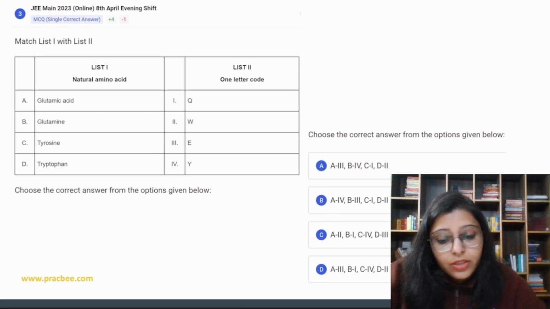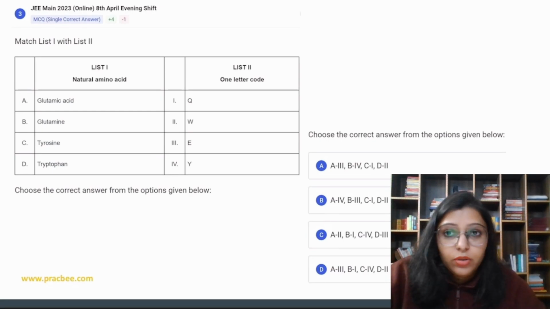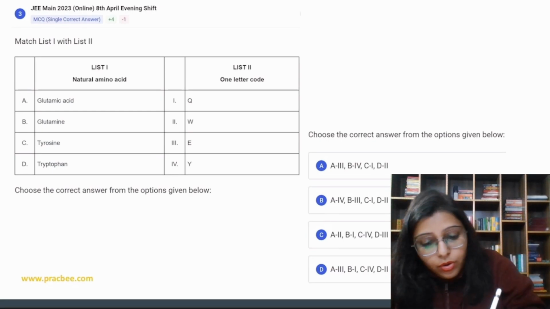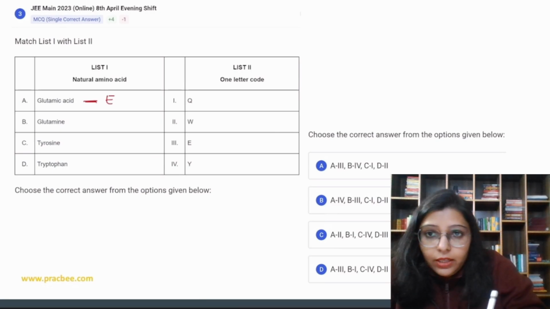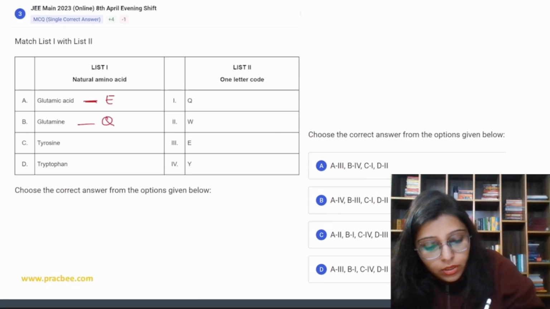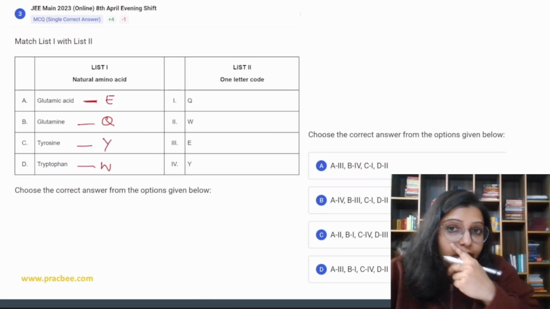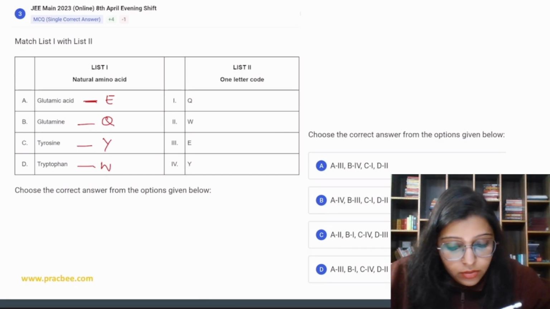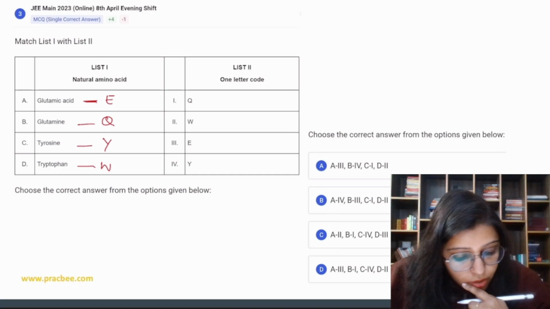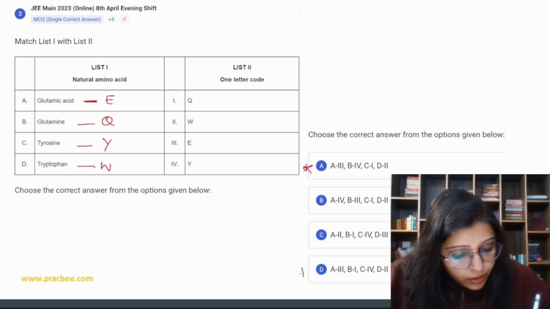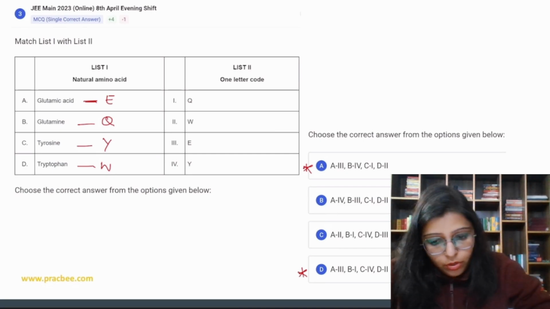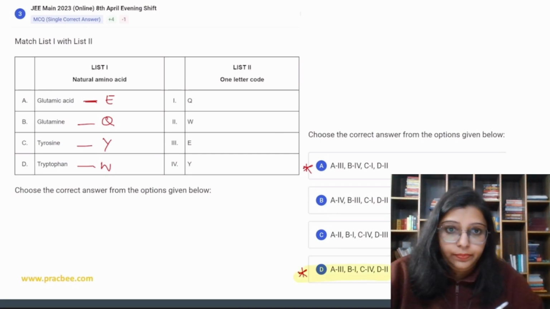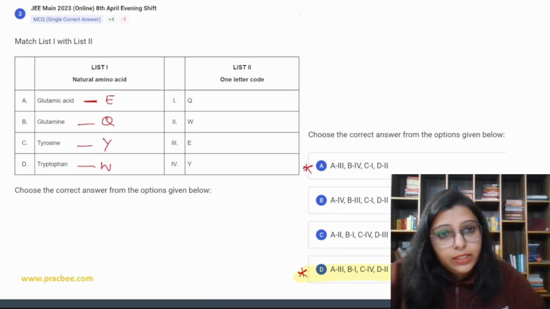Now, next question. Match list 1 with list 2. One letter code. You have to learn this. So glutamic acid is actually E. Glutamine is Q. Tryptophan is W and tyrosine is Y. In that way you can learn. I have given you the table. You have to learn it and just solve the question on the basis of that. So A can be matched with third. So we have two options only, A and D. Now B can be matched with first. So it means option D is the correct answer.